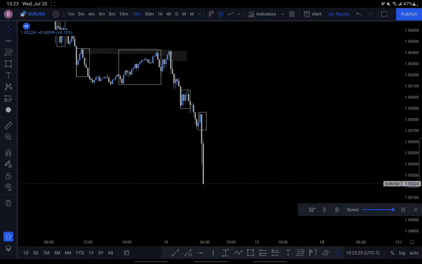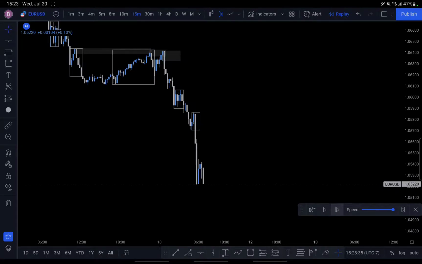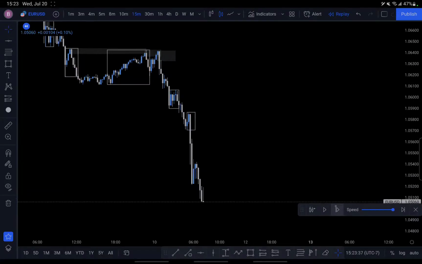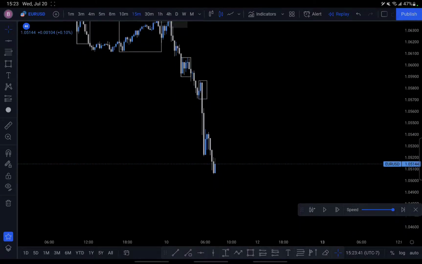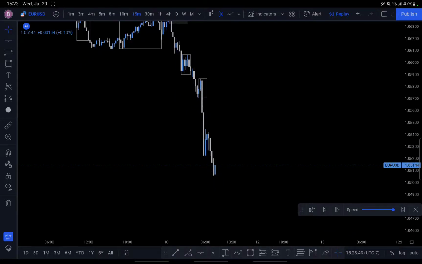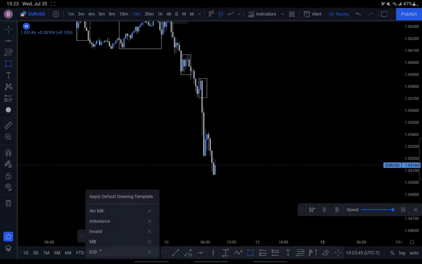Alright, so we have a little mini MintFX block there. It's kind of tiny. I don't know if it's valid or not, but we'll just keep going. Let's see where price wants to go. Okay, price keeps dropping. Okay, let's go ahead and label this supply zone here.